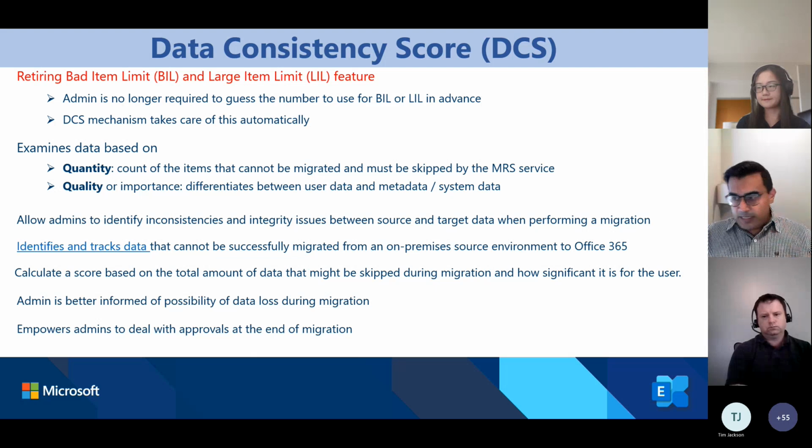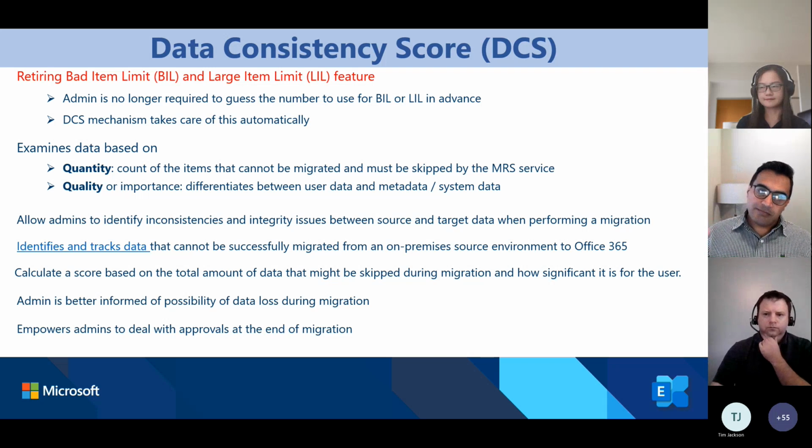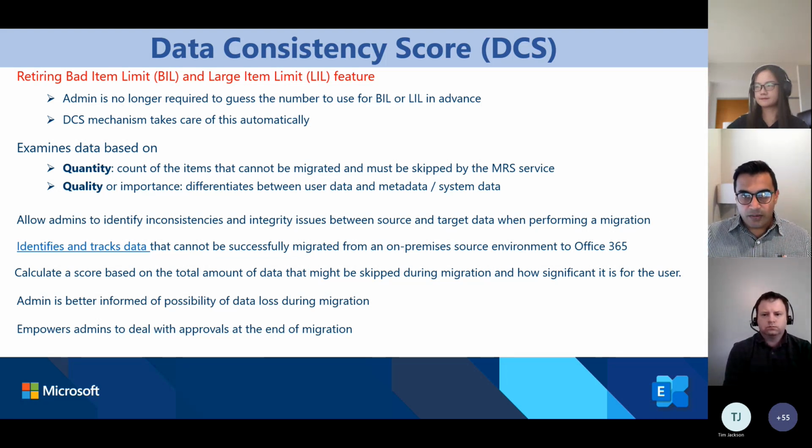Moving on, DCS. I'm watching time. Okay. The DCS admin is no longer required to guess the number to use for BIL or LIL in advance, because DCS is more scientific. Here, we are examining data based on quantity as well as quality. What is the count of items that cannot be migrated and must be skipped by the Mailbox Replication Service? Is all data equal? Not really. The user data is more important than metadata or system data in many cases. So we evaluate both before we give you a score.